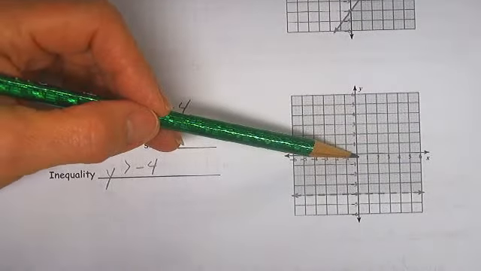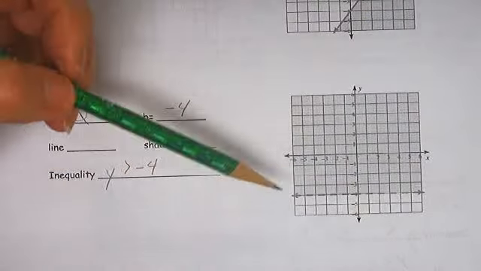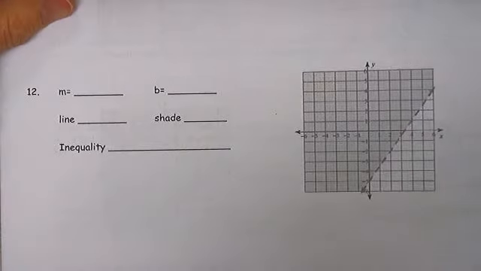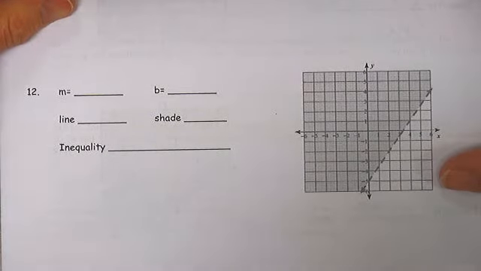Is 0 greater than -4? Yeah, and x can be anything. That's why the line can go side to side. X can be anything. Okay, final problem of this sort.